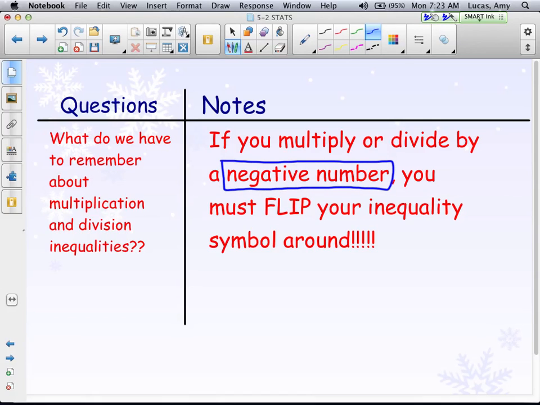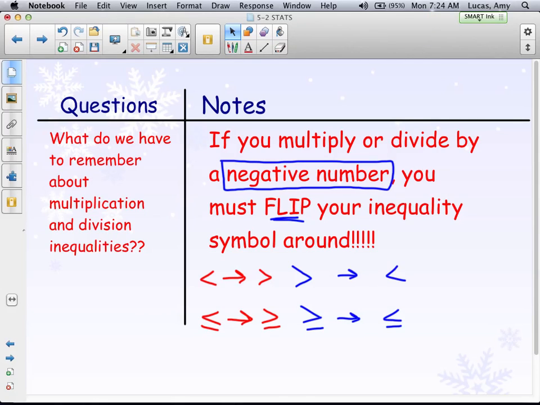So it's when you multiply or divide by a negative number that you flip your inequality symbol around. Flip means that greater than would turn into a less than, or greater than or equal to would turn into a less than or equal to, and so on. The same would be true for your less than. It would turn into a greater than, less than or equal to, greater than or equal to. So you have to flip your symbol around if you are dividing by a negative number or multiplying by a negative number.